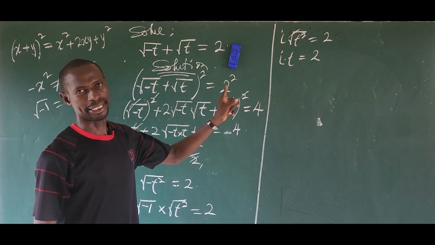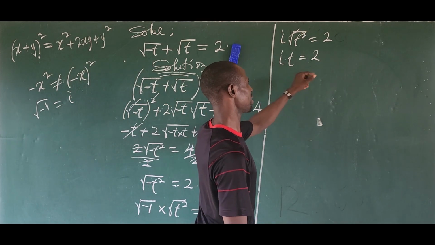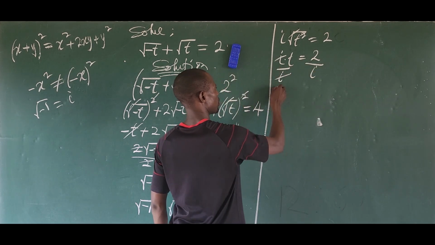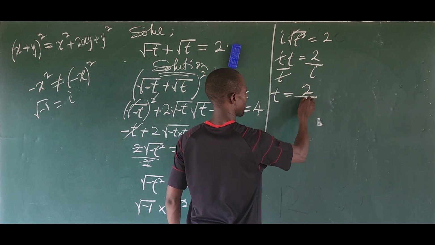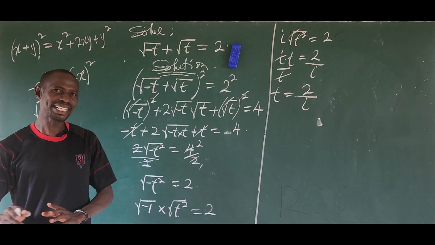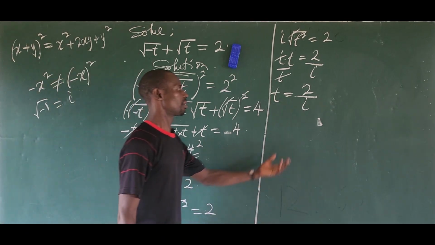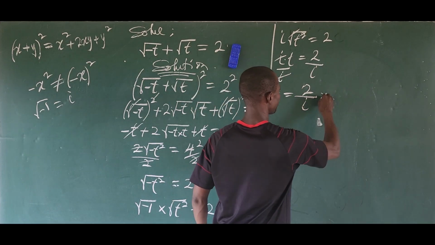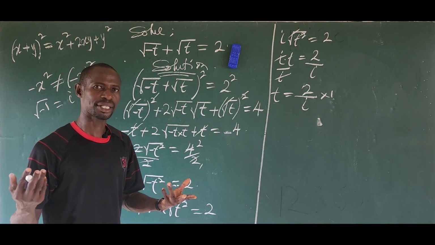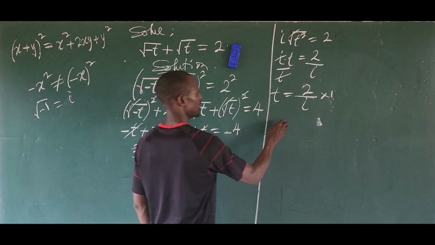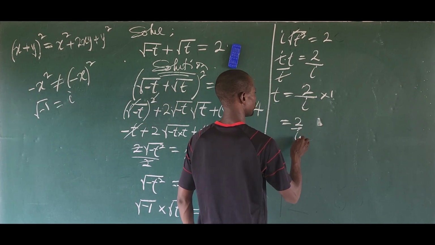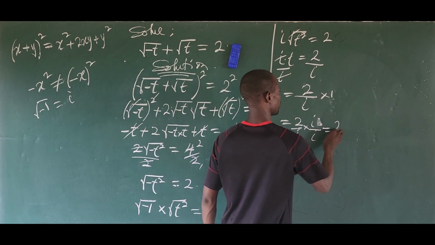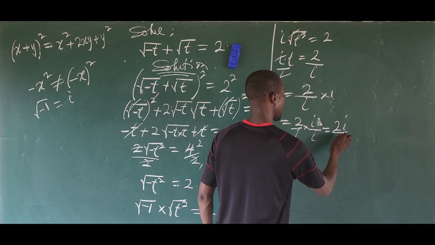This is iota times t. So let's divide by iota. We equally divide this by iota. This leaves us with t equal to 2 all over iota. Simple, right? Good. But we have to do something. We have to eliminate this iota at the bottom, and so we multiply everything by 1. And 1 is the same thing as iota all over iota. So this will give us 2 all over iota times iota all over iota. If we continue, this is going to give us 2 iota all over iota to the power of 2.